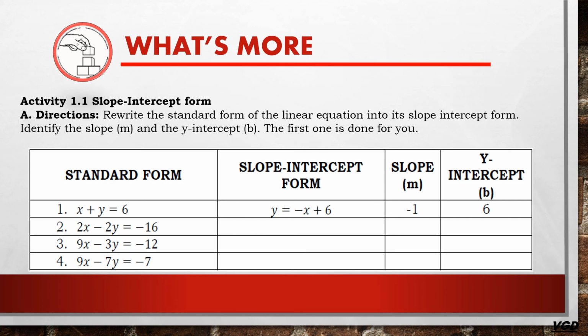We have here number 1, x plus y equals 6. Number 2, 2x minus 2y equals negative 16. Number 3, 9x minus 3y equals negative 12. Number 4, 9x minus 7y equals negative 7. Don't forget to show your solution.